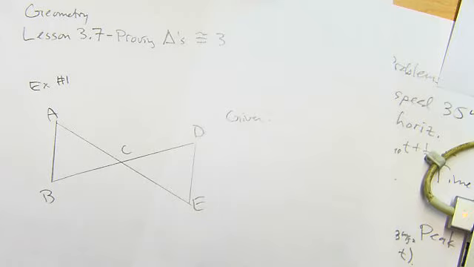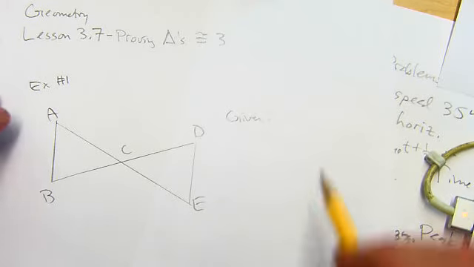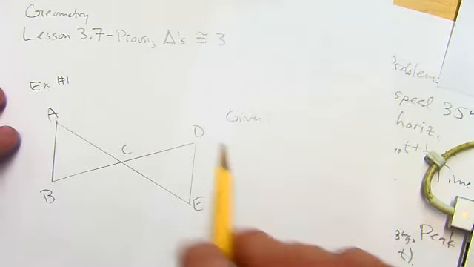All right, guys, continuing on lesson 3.7. It's actually proving triangles congruent 3. This is probably the last one in this series. Just going to give you two examples, just carrying on from what we've done the last few lessons.